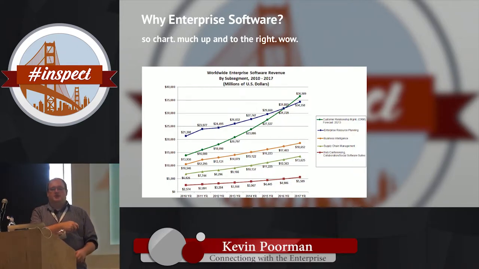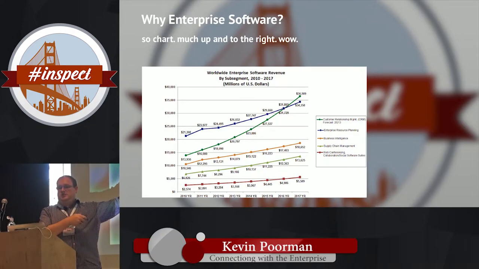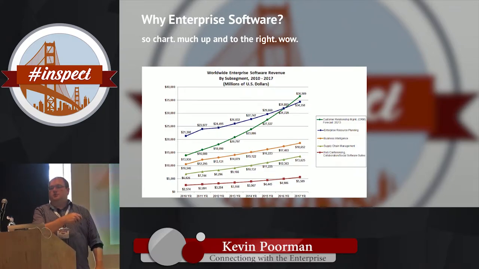And then they predict into the future where the money is going to be spent. Now, these are all enterprise software systems. They're broken down by type. You'll see that CRM is really growing. And the next one is enterprise resource planning. So there's a lot of money being spent in enterprise systems, and we can have part of that. We can break into that ecosystem.